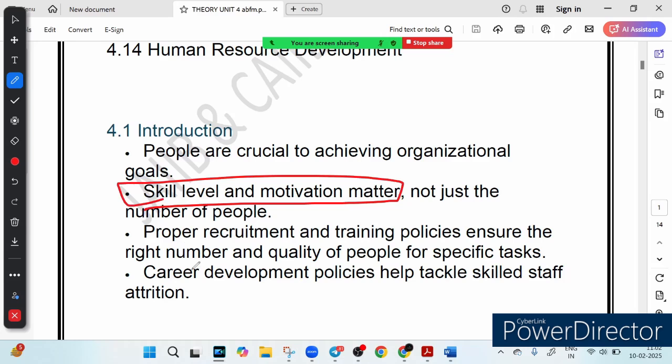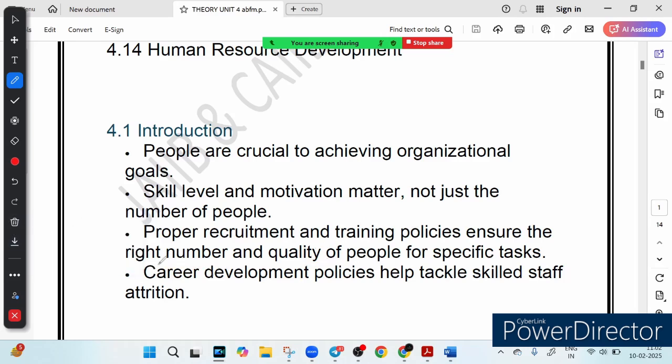Now the next thing is right people, right job. It means that an organization needs smart recruitment and proper training policies to ensure the right number and the right quality of people for the specific task. This is super important. That is what is written here: right number of people, right quality of people for a specific task.